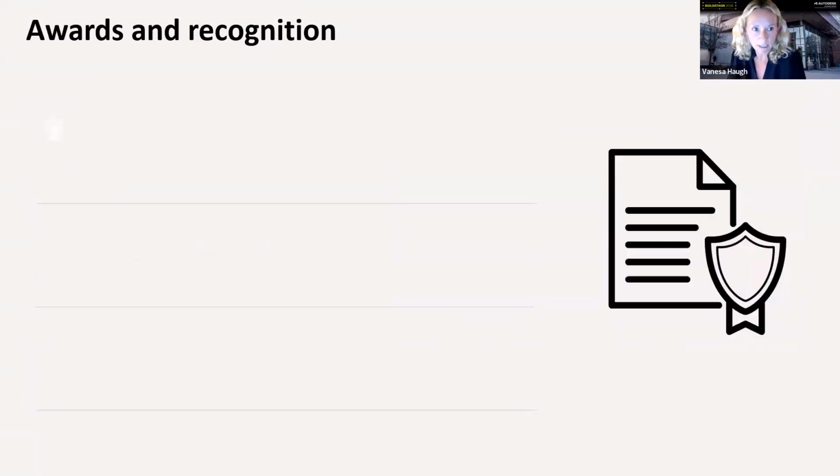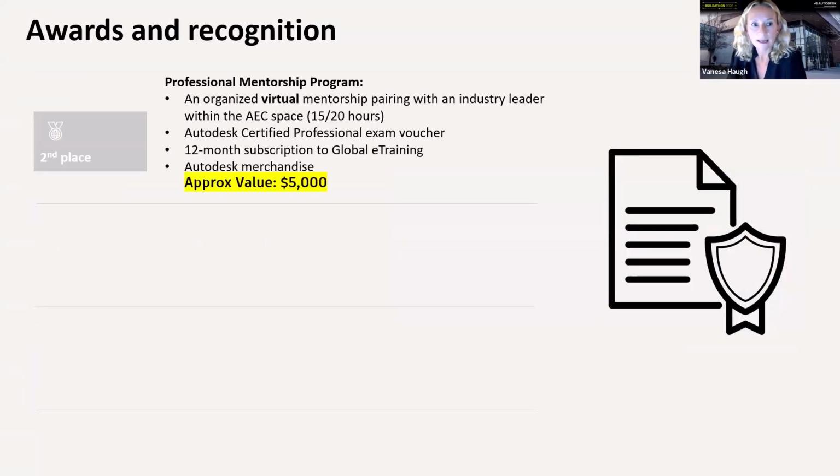Moving on then to second place, we have the Professional Mentorship Program. So this is an organized virtual mentorship pairing with an industry leader within the AEC space. So it's going to be 15 to 20 hours for the second place team to spend time with an industry expert. In addition to this, you have your Autodesk Certified Professional Exam Voucher, your 12-month subscription to Globally Training as well, and some Autodesk merchandise. And we're saying the value of this prize is $5,000.